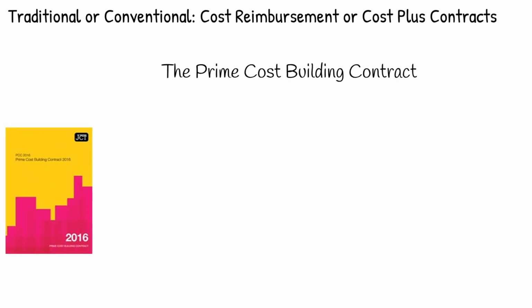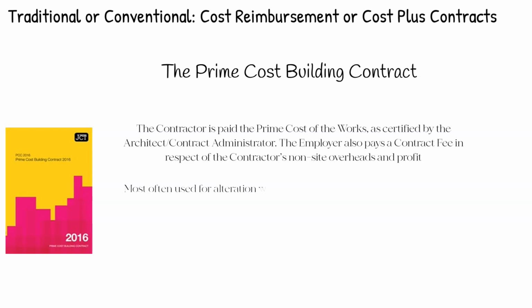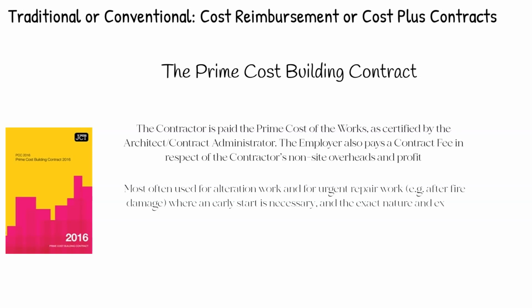Prime cost building contract. The contractor is paid the prime cost of the works, as certified by the architect or contract administrator. The employer also pays a contract fee in respect to the contractor's non-site overheads and profit. The contract is most often used for alteration works and for urgent repair works, for example, fire damage, where an early start is necessary, and the exact nature and extent of the works cannot be determined until the work is actually underway.